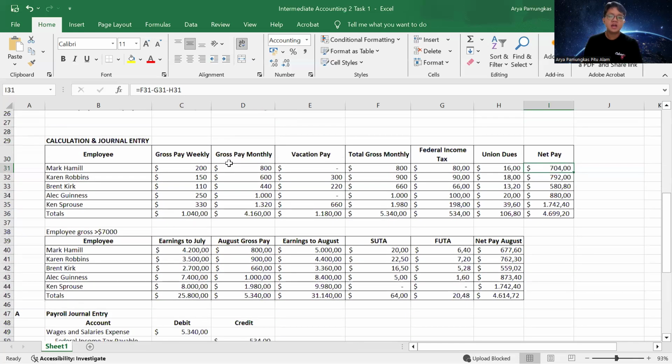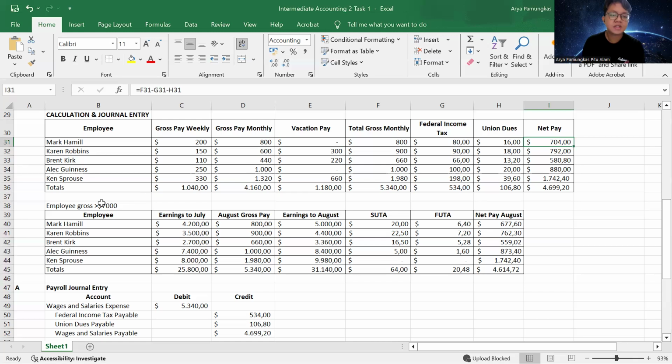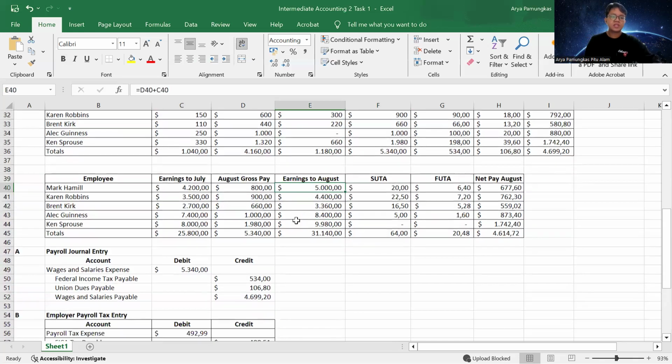So after that, since there are some key points that we haven't counted, here is the rest of the key points that we should count. The first one is to count the SUTA and the FUTA for August. But before that, we look at their year-to-date earnings, which were given for July, and now we search for the earnings to August. We can get the earnings to August by adding the August gross pay to the earnings to July.